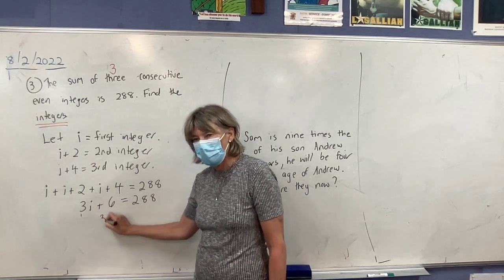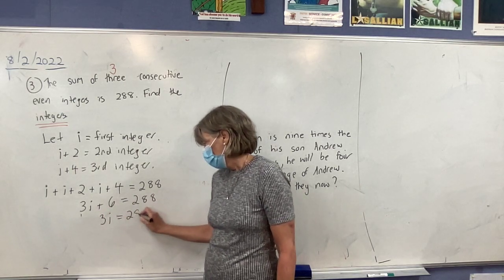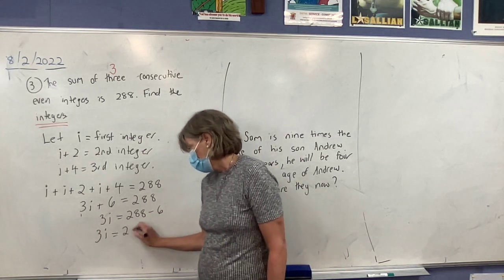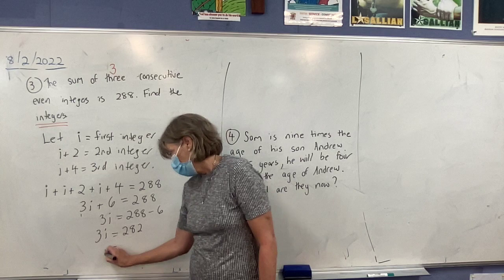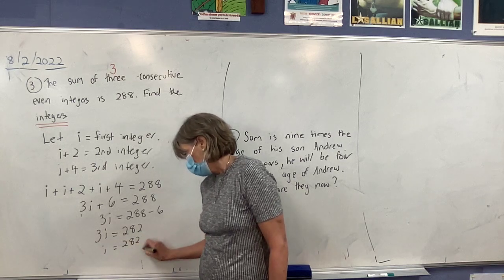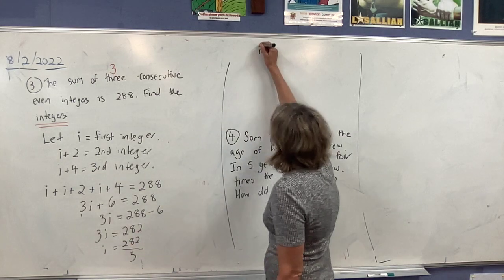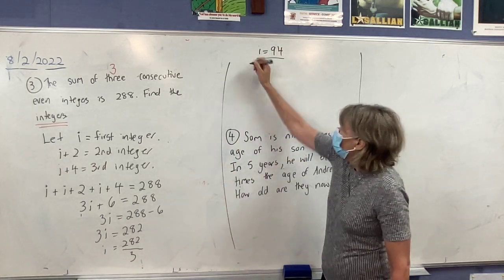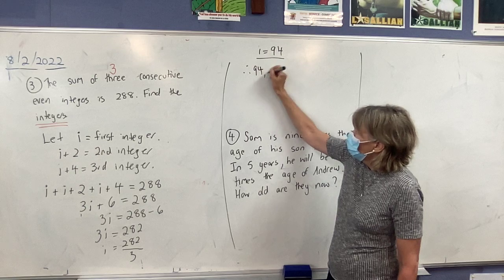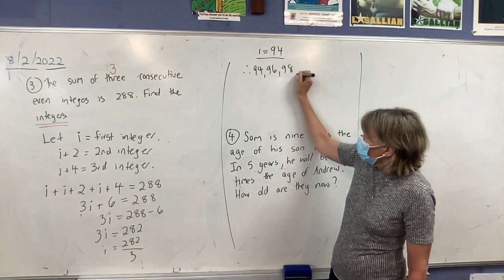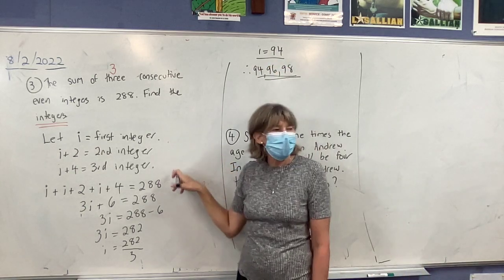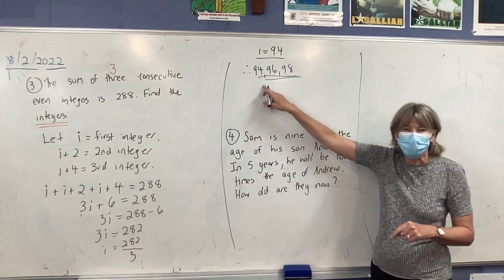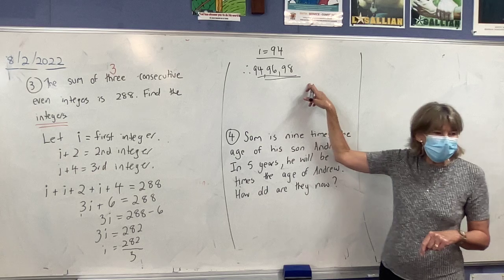And then you minus 6 from 288, and it's 282. And then you divide that by 3, and it's 94. So then the numbers are 94, 96, and 98. Perfect. So you can go and sub them back in here, but it should be easy to see. You're just adding 2 each time once you've got your first number. Anyone got any questions there?